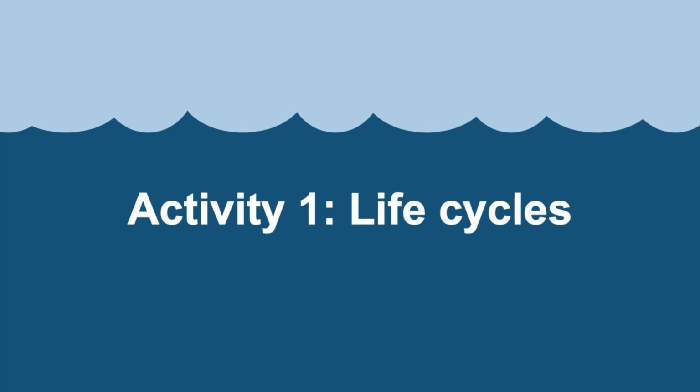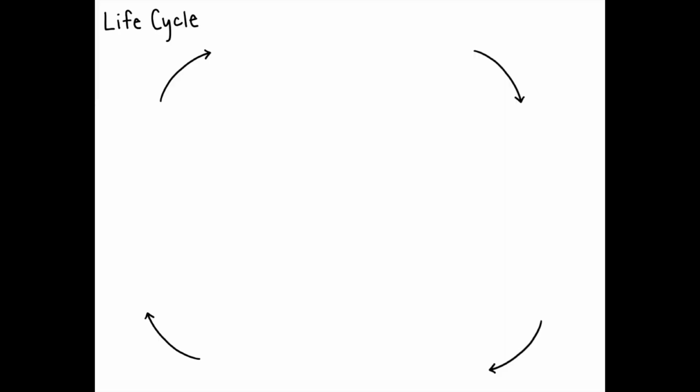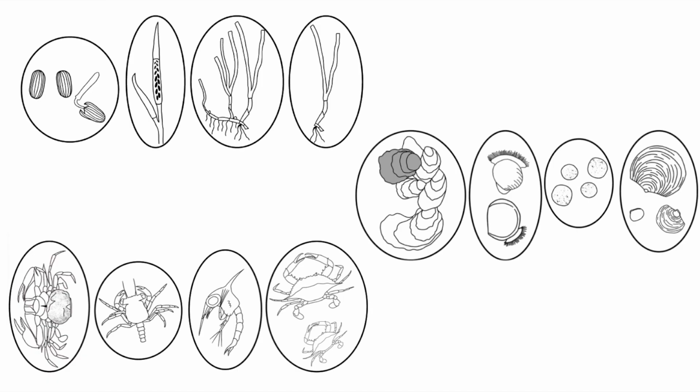The lesson plan has 2 activities which can be completed independently. Activity 1 focuses on the life cycles of blue crabs, oysters, and eelgrass. Each student or group will be given a set of materials including life cycle stories, blank life cycle worksheets, and drawings of the life cycle stages for each species.